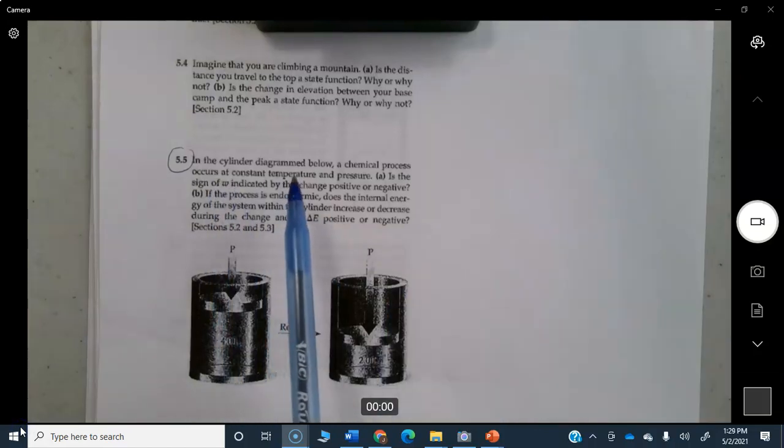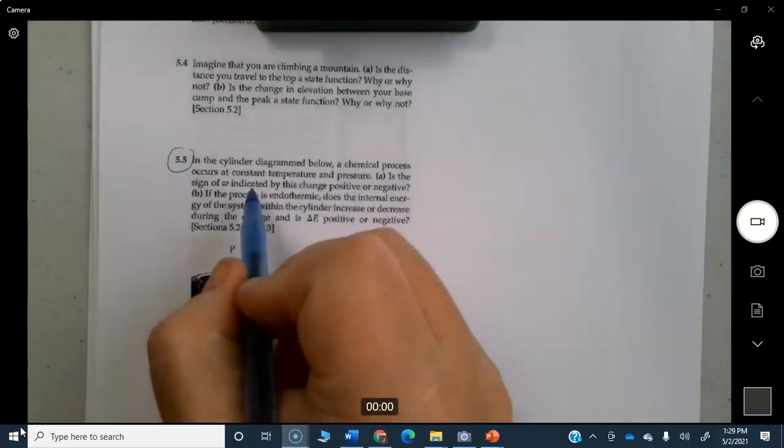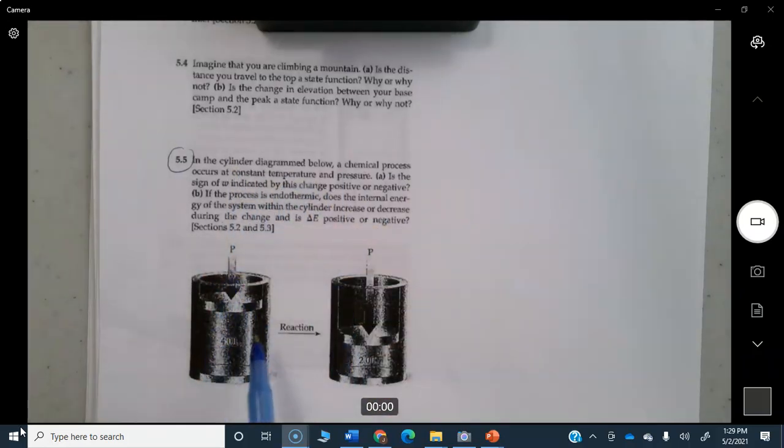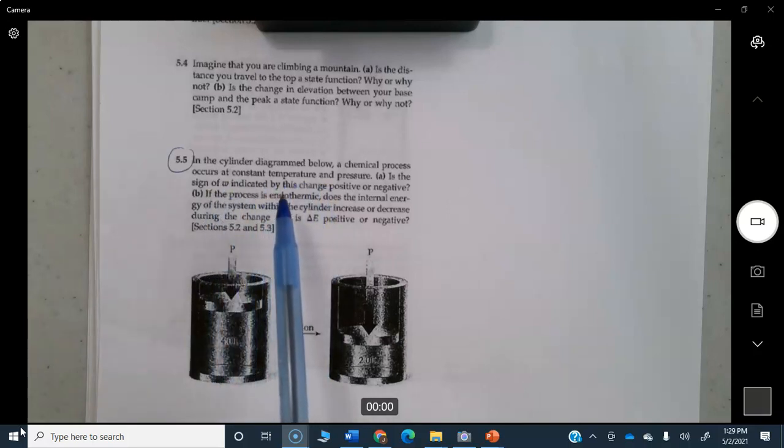Okay, in the cylinder diagram below, a chemical process occurs at constant temperature and pressure. So it's a little difficult to see from this copy what's happening. This is a piston, and it's pushing down into this cylinder here. So it goes from a volume of 4 to a volume of 2. So the volume has definitely decreased. So is the sign in W indicated by this change positive or negative?